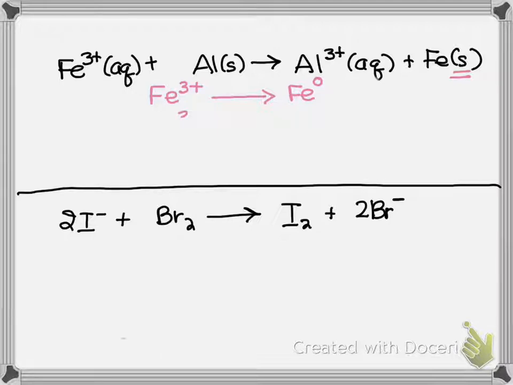So when I compare the charge, I have a positive charge, and my charge is decreasing to 0. It's getting more negative. Remember, to get more negative or decrease, we do that when we gain electrons. So the gaining of electrons is reduction. So this iron 3+ ion here is reduced.